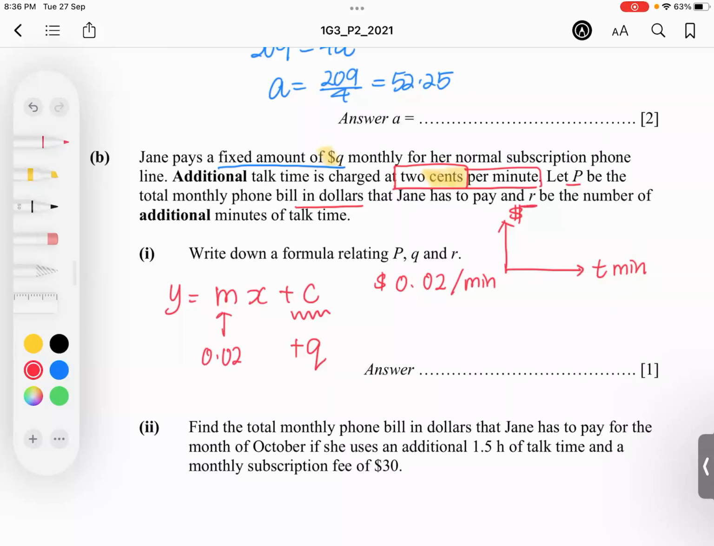R is the number of additional talk time minutes. Then they say P is the price. So my answer for this question is P equals 0.02R plus Q. Or you can write it the other way around, it doesn't matter.